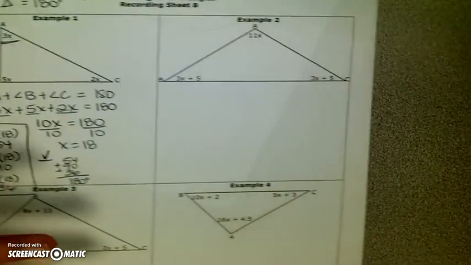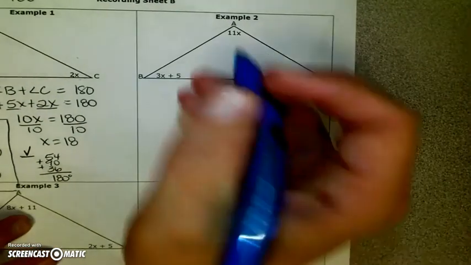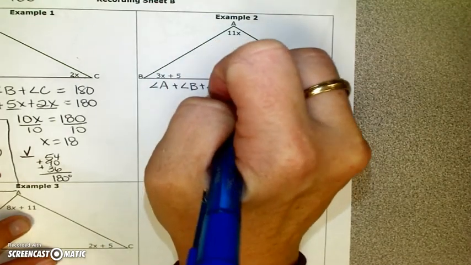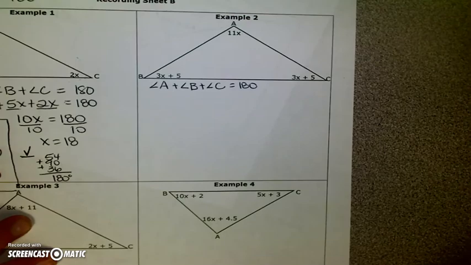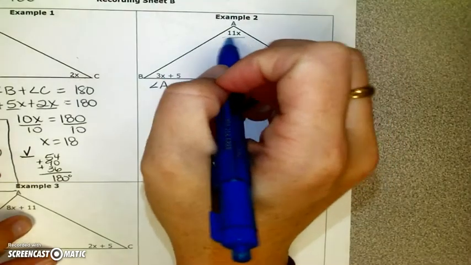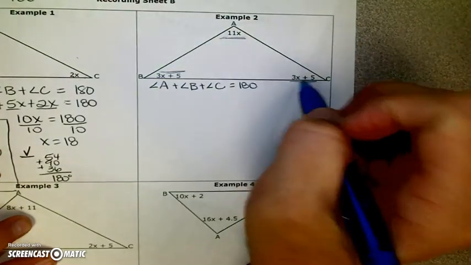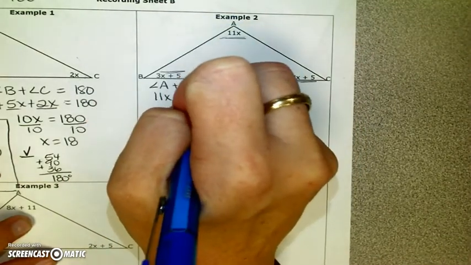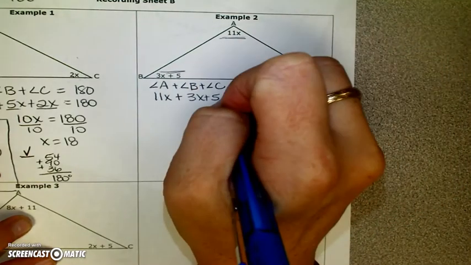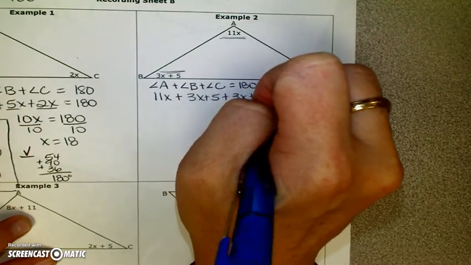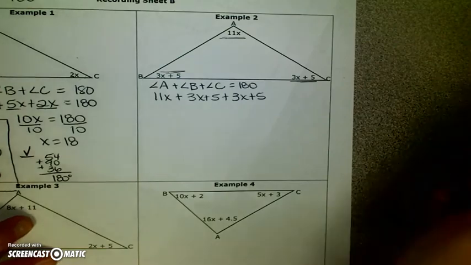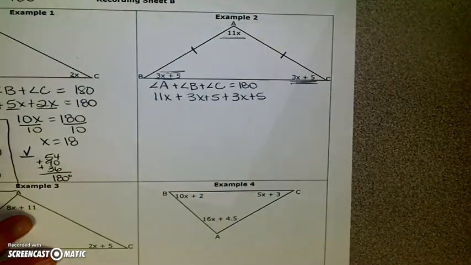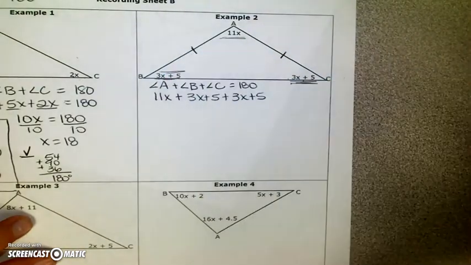All right, let's go to example 2. We're going to work it exactly the same way. We know that angle A plus angle B plus angle C equals 180 degrees. So now we just substitute in what our angles are going to be. So angle A is 11x, B is 3x plus 5, and then C is 3x plus 5. You know that this and this are going to be the same answer because this is an isosceles triangle, and you know that because these are the same thing.